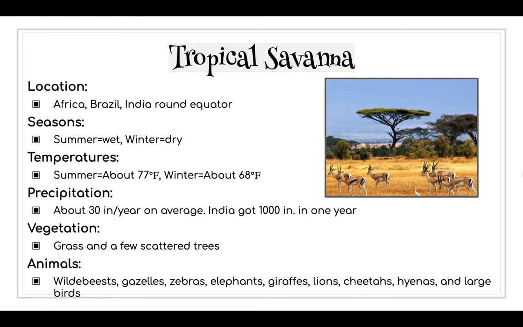As far as animals go, wildebeest, gazelles, which is what's pictured there, zebras, elephants, giraffes, lions, cheetahs, hyenas, and then large birds, so like ostriches, that you can find in those areas.